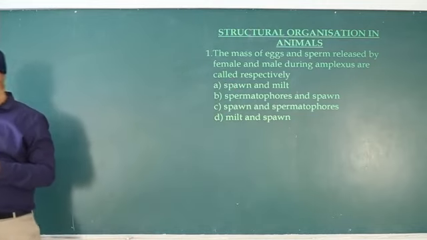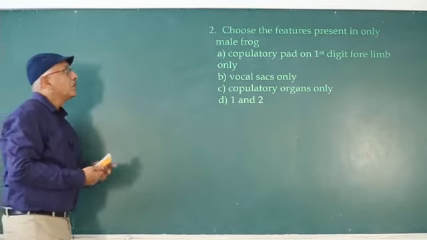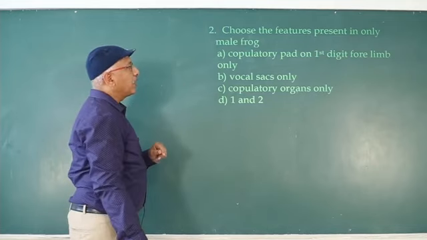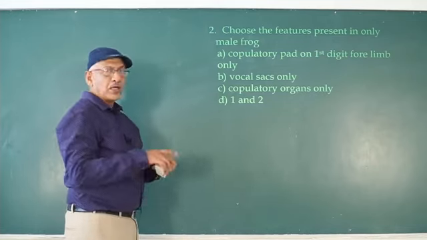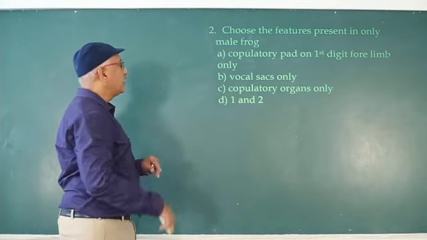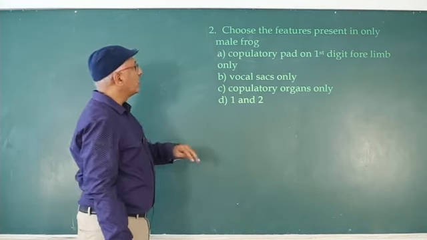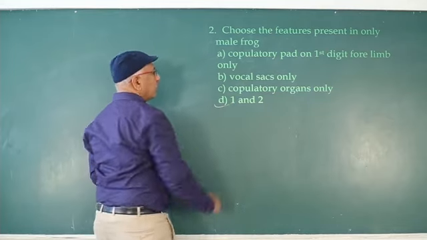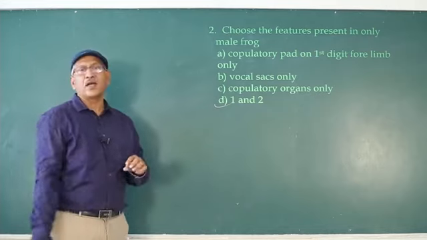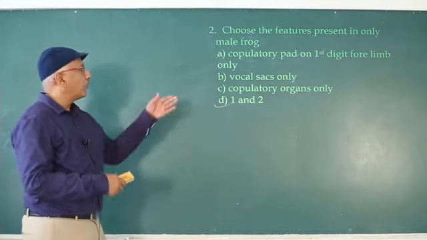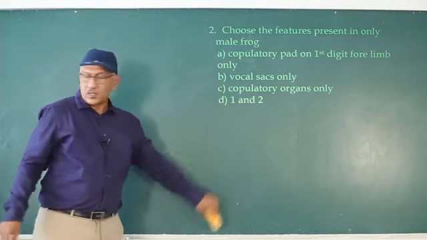Next question. Choose the feature present in only male frog. Copulatory pad on first digit of forelimb, that is one of the secondary sexual characters. Vocal sacs. So the answer is 1 and 2. Copulatory organ is absent in male frog. That's why it is known as pseudocopulation. Next question.